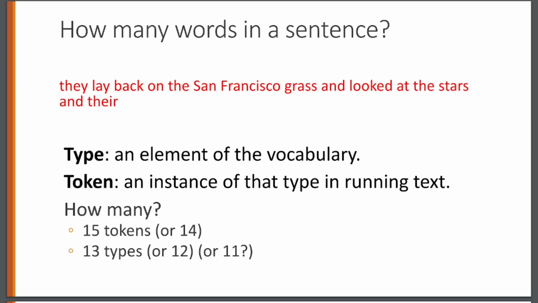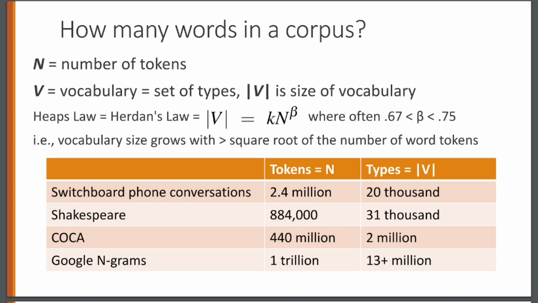And if we count unique words, they lay back, we might find 13. But we might need to ask ourselves, hey, do they and their share a root? And do we want to consider an article as a standalone word, or is the grass actually one word? Is that actually one noun? Is that one object? So counting types and counting tokens, as with many natural language processing tasks, is much more nuanced than it first appears.